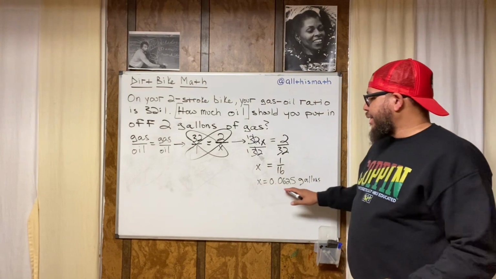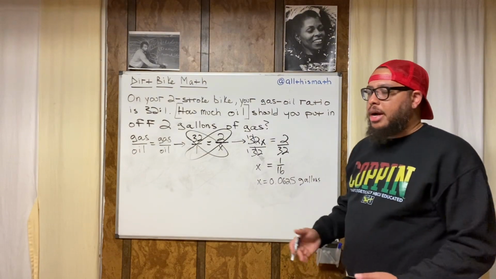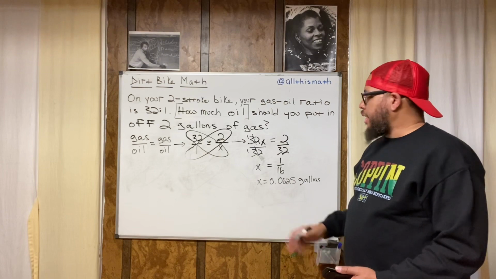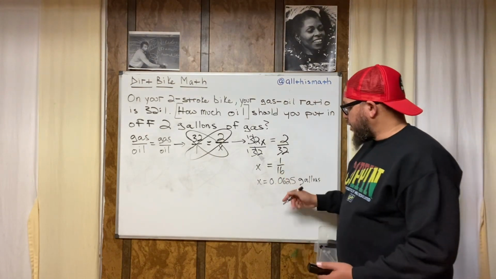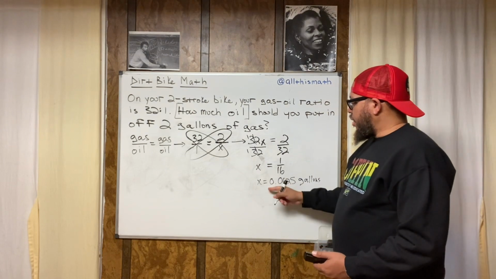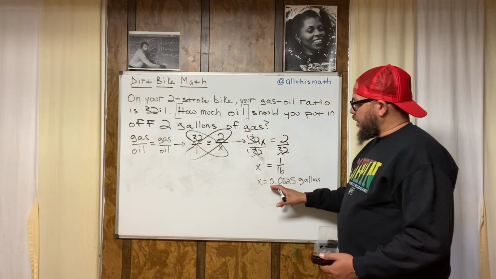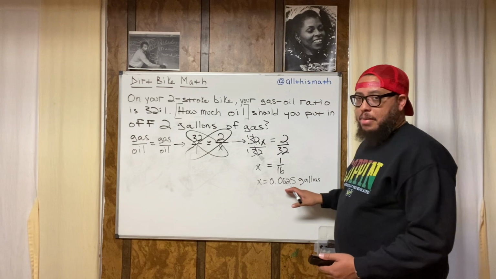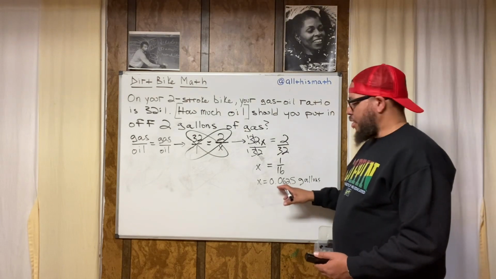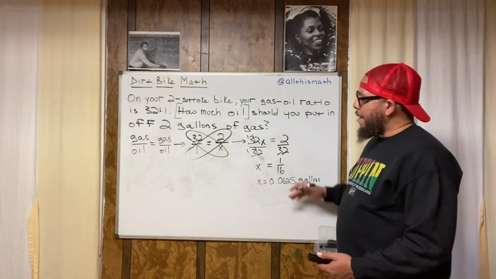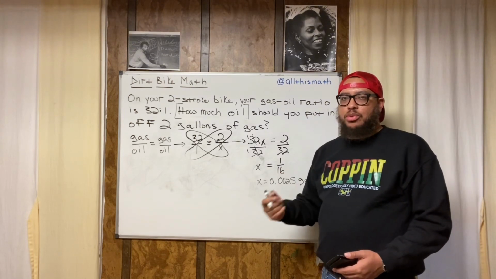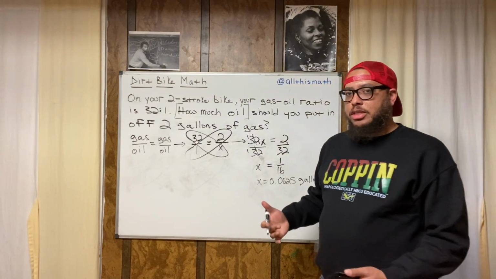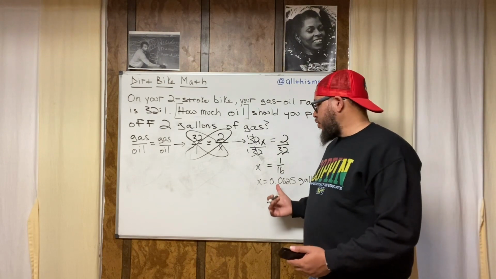But that's kind of weird. I don't want to say weird. That's abnormal. Let's use the term abnormal. That's a little more precise, because an amount of oil would not be represented with such a small decimal, 0.0625. Because it's a small amount, we want to use a more appropriate unit of measurement. So we want to convert this into ounces.